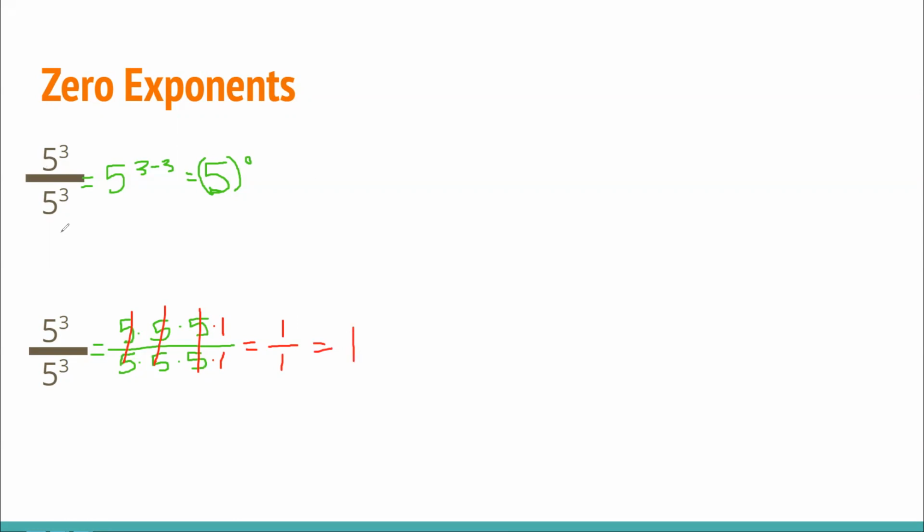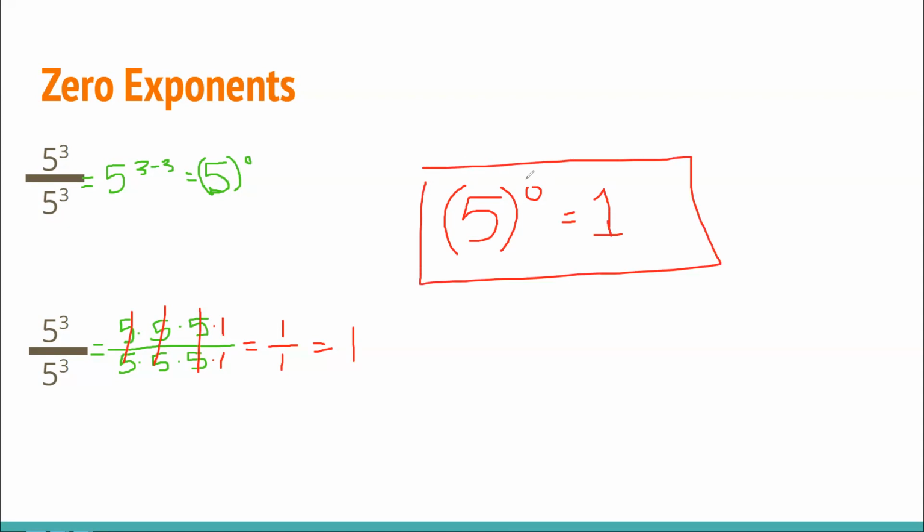So since I know that these are the same problems, and I know that these are both valid ways of solving these problems, I can, with confidence, say that 5 to the 0th power is equivalent or equal to 1. And so whenever you see something to the 0th power, you can automatically say that that's equal to 1.